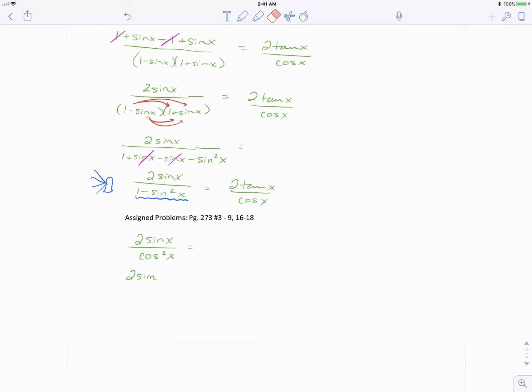With practice, you will see that by splitting up the denominator, although you're like, Miss Palmer, what's the point of that? Cos squared x, we all know that's technically cos times cos. But this just lets me see that, oh, look, I have a sine over a cosine. Recall that a sine over a cosine is tangent. And finally, my left-hand side equals my right-hand side. And I am done.